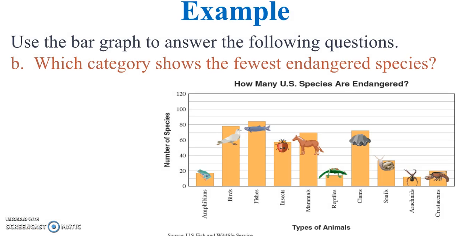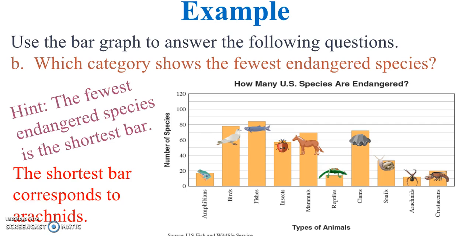Another example is to find the fewest endangered species. So for here, we're not looking at a number, but we are looking for the bar line that is the smallest, okay? The bar line that is the smallest. So based on what I can see, the reptiles and the arachnids are very close, but it looks like the arachnids are just slightly lower, so it's just closer to that 10 marker. So I'm going to choose the arachnids.